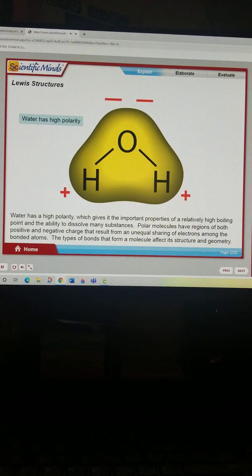Water has a high polarity, which gives it the important properties of a relatively high boiling point and the ability to dissolve many substances. Polar molecules have regions of both positive and negative charge that result from an unequal sharing of electrons among the bonded atoms. The types of bonds that form a molecule affect its structure and geometry.